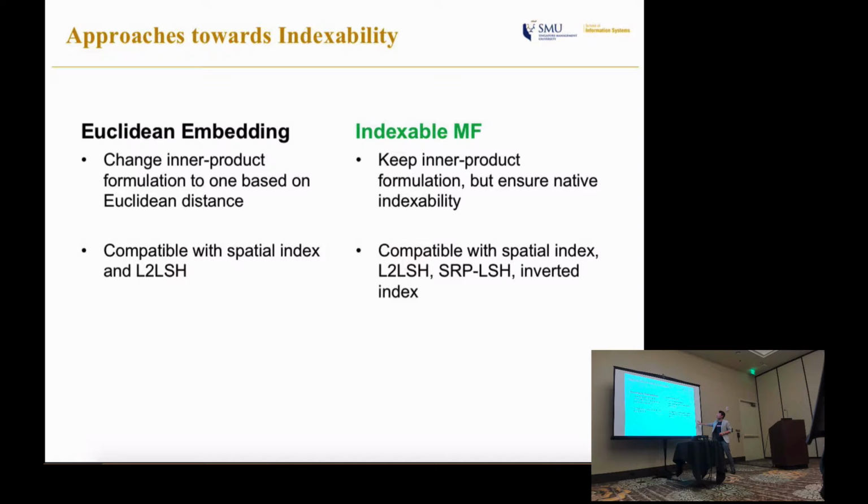All right, so for the indexable MF, the idea is to still keep the matrix factorization formulation. So we're not going to change it to Euclidean coordinates. Instead, we maintain it as the original vectors. Now, the key idea is to ensure native indexability. And the intuition actually is very simple, as you will see soon.